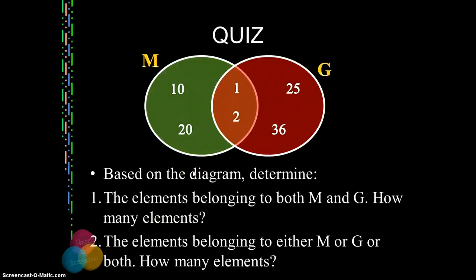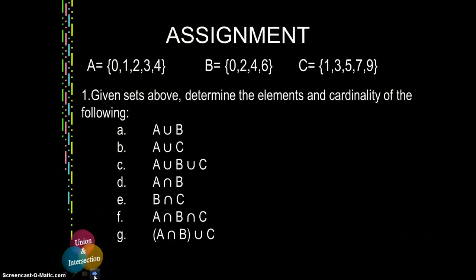Now you have to answer this quiz. Given here is the Venn diagram of two sets. So we have set M and set G. And this is your assignment for today. Please copy this in your notebooks.